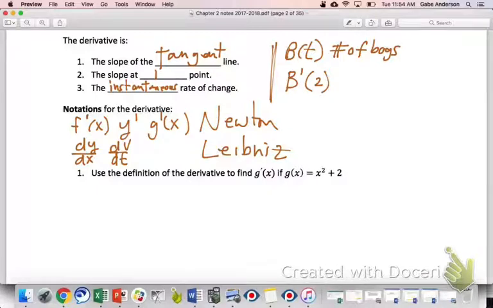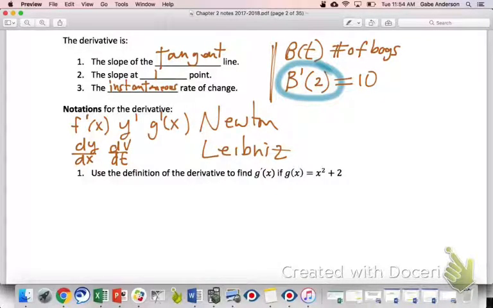Now, from an application standpoint, we said that the derivative is the instantaneous rate of change. So I can see a question like this on some quiz or test in the future for sure. I might give you b prime of 2 and a brief description of what b of t stands for, but then the question might not be find b prime of 2. It might be, b prime of 2 equals 10, what does that mean? And your response would be something like, that's the rate of change of boys coming in or leaving the room, at time t equals 2 minutes, or whatever it might be.